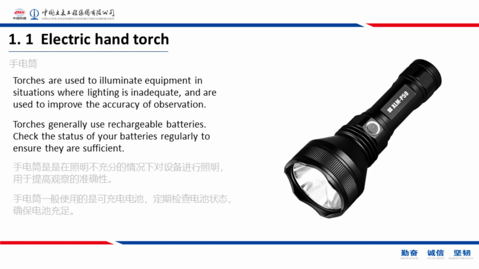PPT 4. 1. Electric hand torch. Torches are used to illuminate equipment in situations where lighting is inadequate, and are used to improve the accuracy of observation. Torches generally use rechargeable batteries. Check the status of your batteries regularly to ensure they are sufficient.